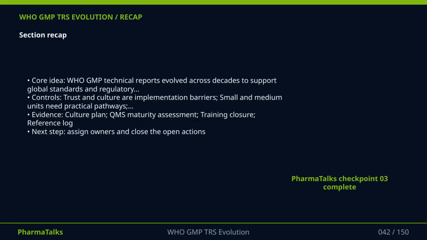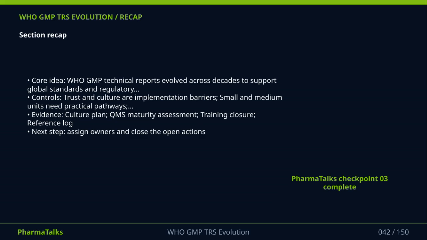Let's take a moment to recap the key points about the evolution of WHO GMP technical reports. The core idea here is that these reports have developed over several decades, all with the goal of supporting global standards and regulatory requirements. We've seen that implementing these standards isn't just about rules. Trust and culture play a big role as barriers. It's especially important for small and medium-sized units to have practical ways to apply these standards effectively. On the evidence front, we've looked at tools like culture plans, quality management system maturity assessments, training closure processes, and reference logs.